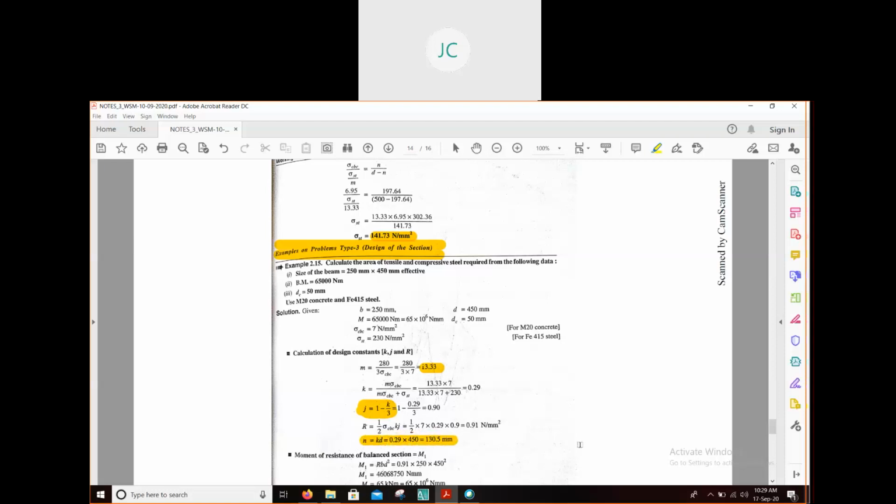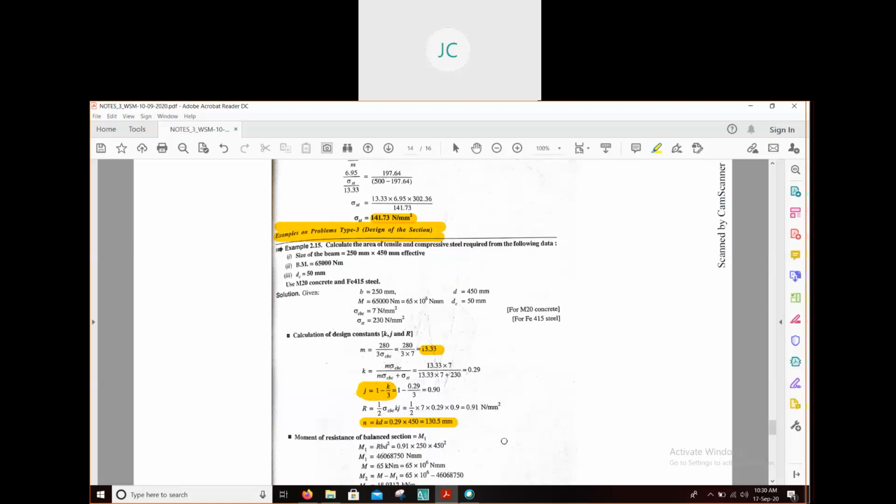Then since it is a doubly reinforced beam, we know that our moment of resistance will consist of two types of moments, M1 and M2. Moment of resistance of a balanced section equal to M1. M1 equal to, we know the formula, R b d square. So put the value of R, which is 0.91, put the value of b which is 250, and put the value of d which is 450, which is given. If you put all the values, you will get the value of M1. So M1 we have got as 65 kilonewton meter.